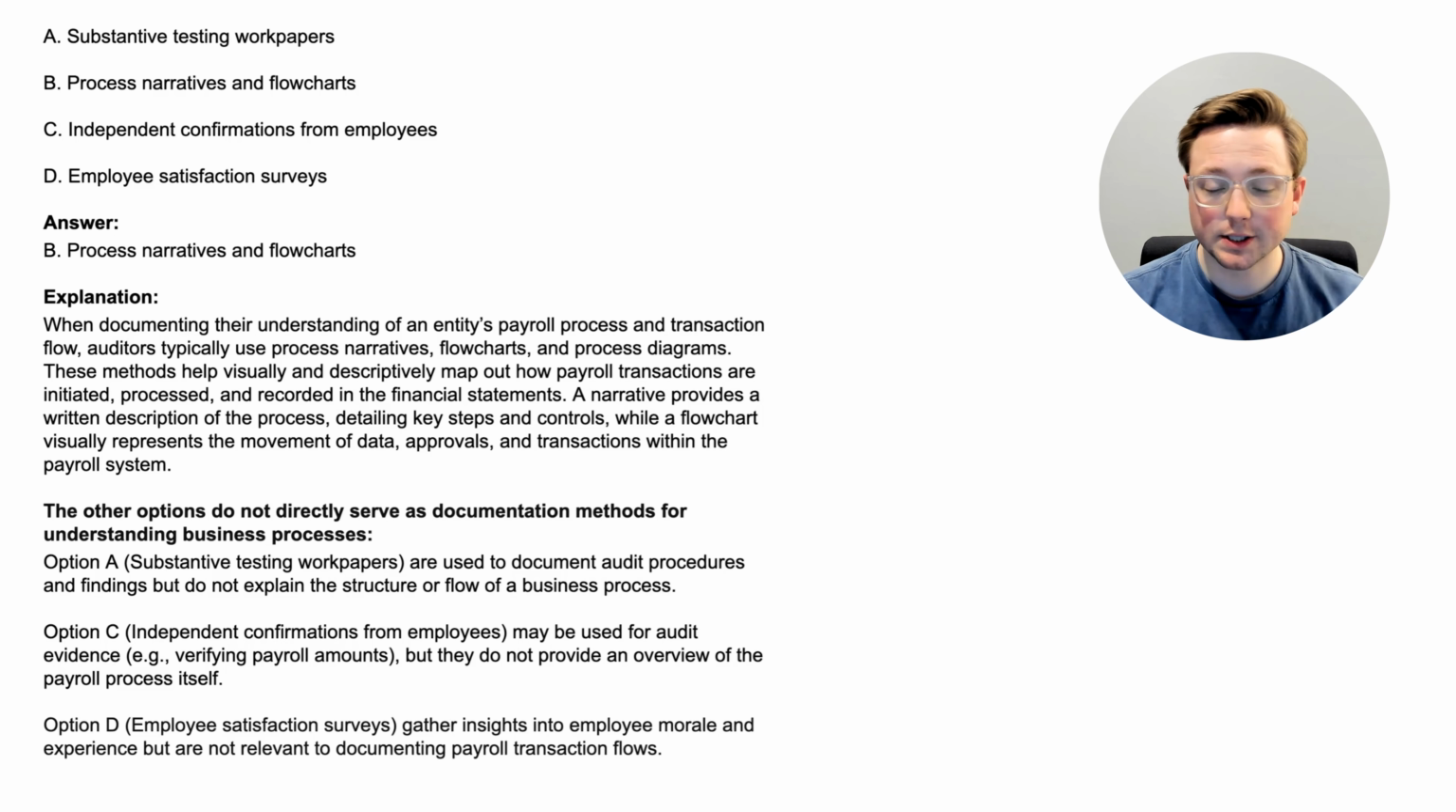When documenting their understanding of an entity's payroll process and transaction flow, auditors typically use process narratives, flowcharts, and process diagrams. These methods help visually and descriptively map out how payroll transactions are initiated, processed, and recorded in the financial statements. A narrative provides a written description of the process, detailing key steps and controls, while a flowchart visually represents the movement of data, approvals, and transactions within the payroll system.